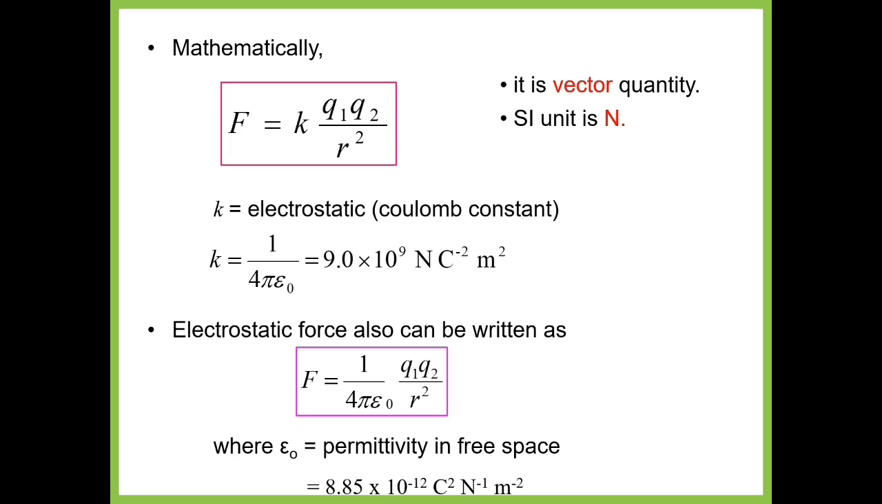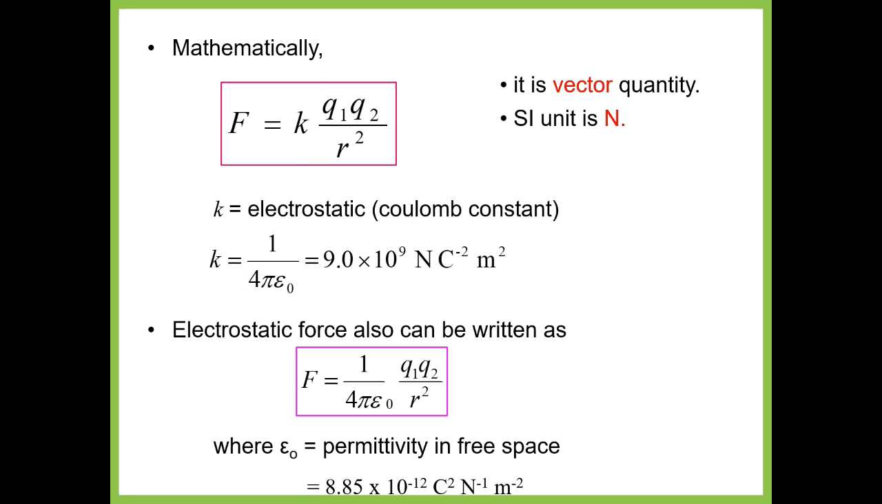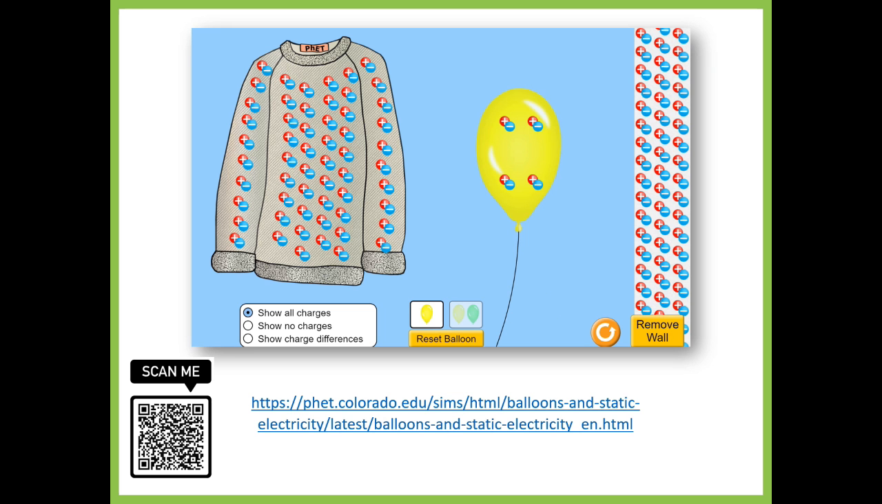Mathematically, we can express Coulomb's law with this equation, where k here is the Coulomb constant, and k can also be expressed as 1 over 4 pi epsilon naught. And the unit for force is Newton. Please bear in mind that this force is also called electrostatic force. If you would like to try the simulation by yourself, you can scan this QR code and have a go.